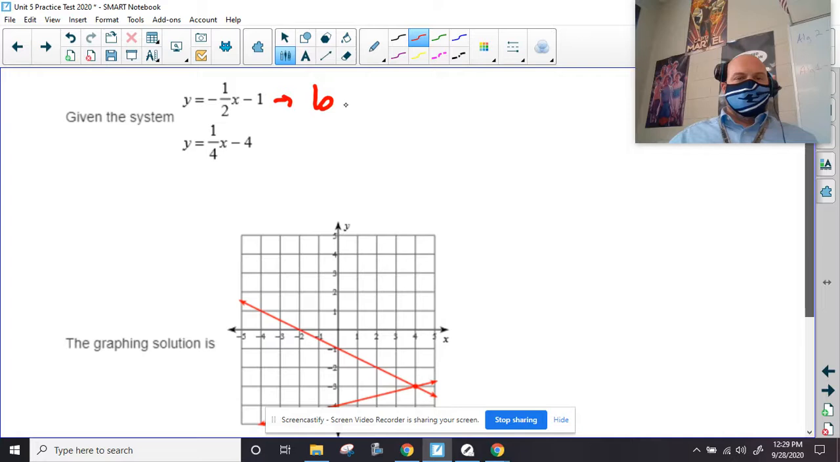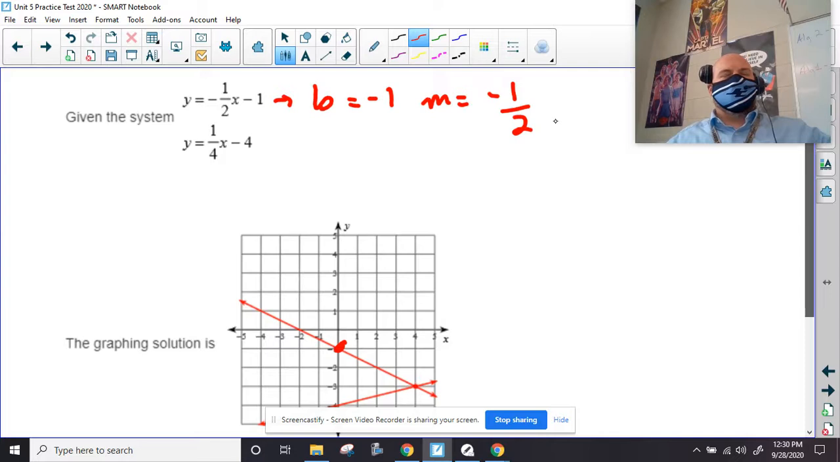This one has a b of -1. All right, there's that one. And it has an m of -1/2. Now, there was a problem on the Unit 4 test, I think, where it was the ordering, and I said always go to the right before you go up or down, and I changed that for people. I gave you credit. But this goes over 2, down 1. So there's this graph, okay?